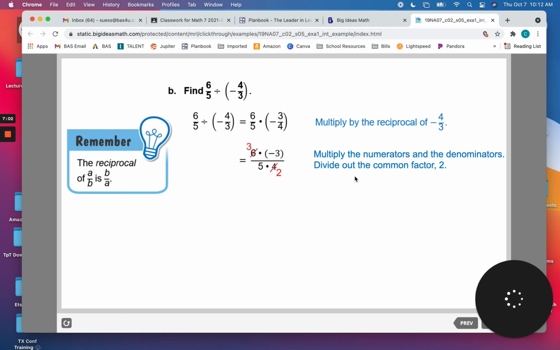Okay, and then we multiply straight across. What is 3 times -3? -9. And what's 5 times 2? 10. So we have -9 over 10, or simply just -9 over 10.